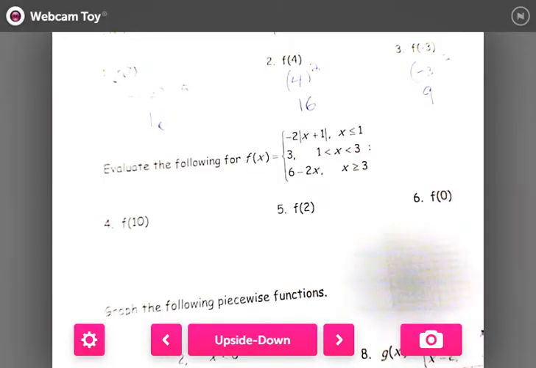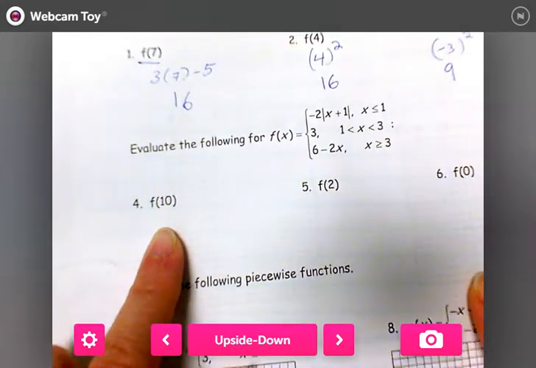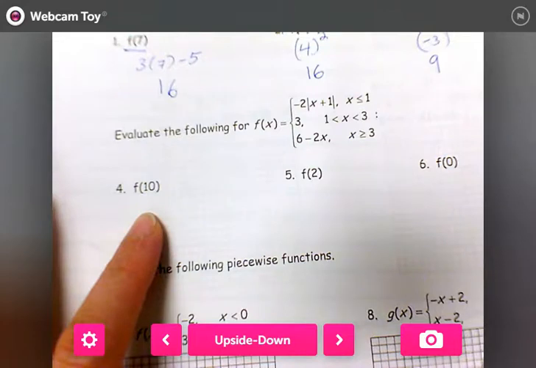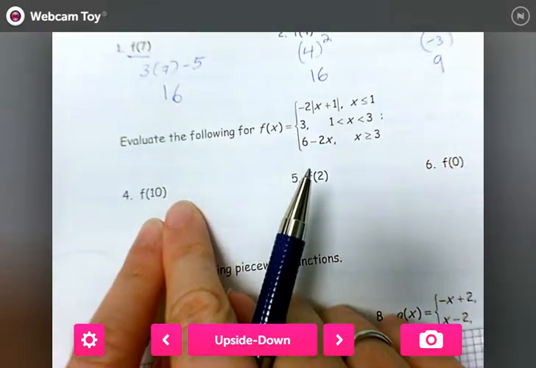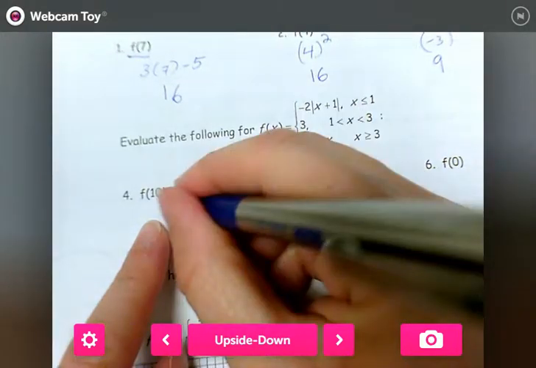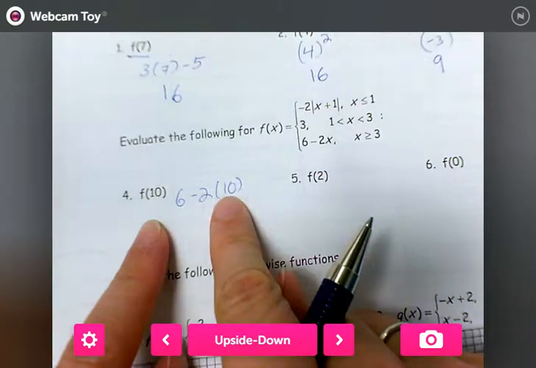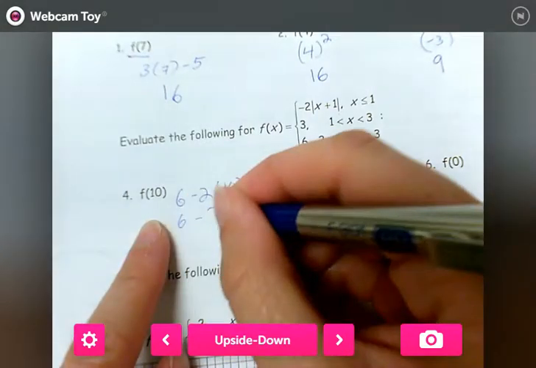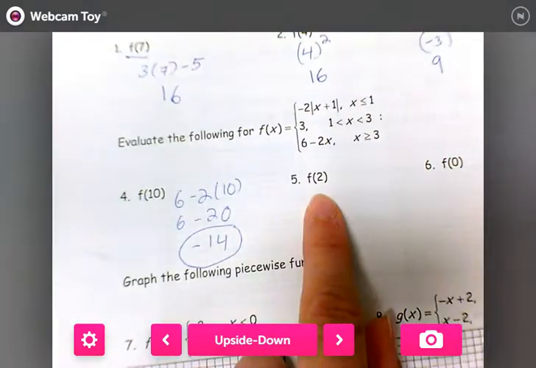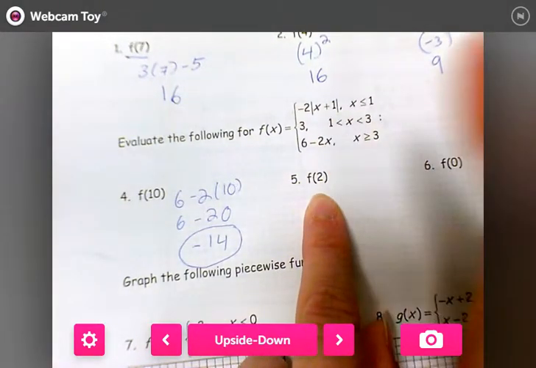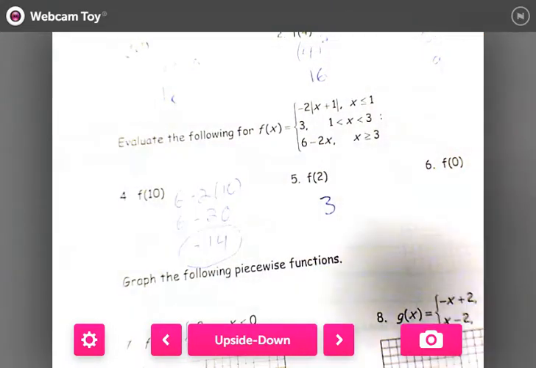All right, guys. So, when we plug in, let's go over this. We ready? Because then we got to do some major graphing. All right. When we plug in 10, we go to the bottom one, so we go 6 minus 2 times 10. 2 times 10 is 20, so 6 minus 20 gives us negative 14. F of 2. 2 is between 1 and 3, so my answer is just 3. I didn't have to do any math. Didn't have to do any addition, subtraction, nothing. No equations.